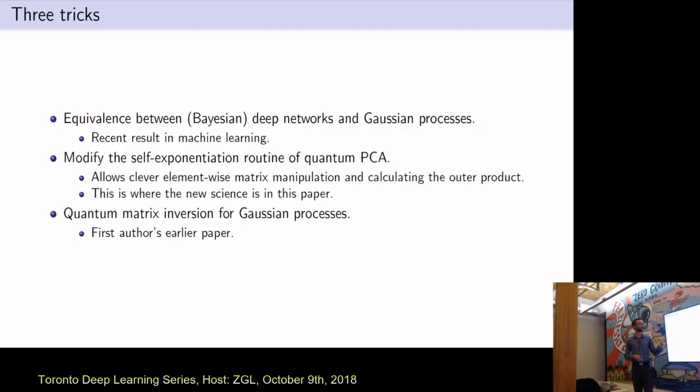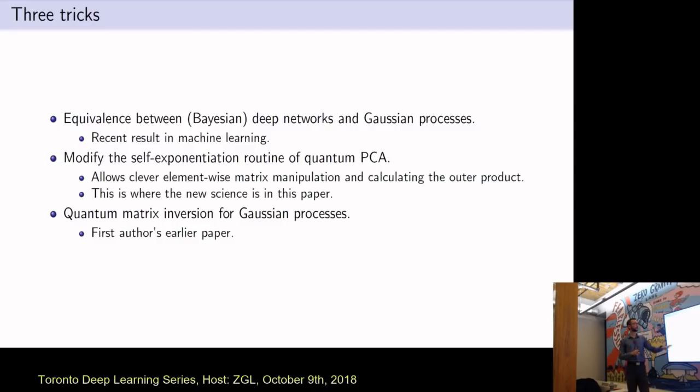But I decided that this requires a lot of physics thinking, a lot of physics tricks. So I would not be able to tell you all of it in half an hour. So I decided to focus on the last trick, which is the quantum matrix inversion part. And I also decided to focus on this part in this talk because this is the part that we actually implemented on a quantum computer to see how it works.